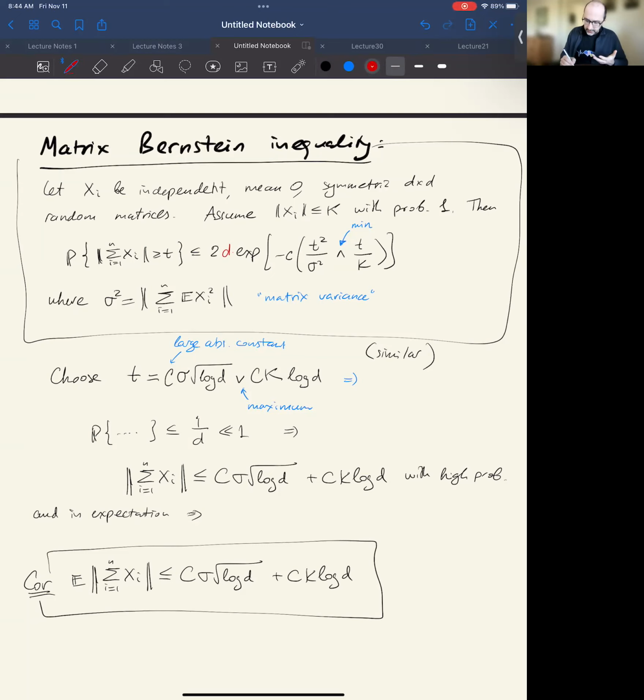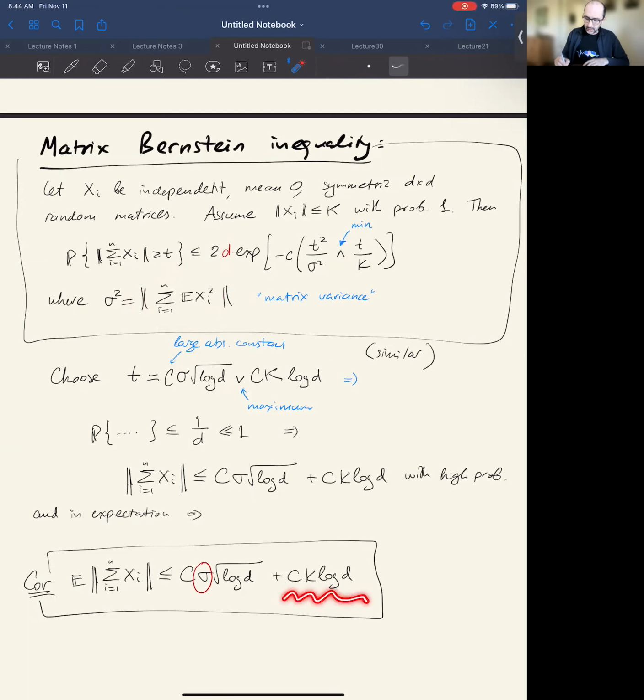Again, what's important here is this term, the most important, right? Sigma is the metric's standard deviation, which should be there. The expected value of the sum of random matrices should scale like the standard deviation of that. That's expected.